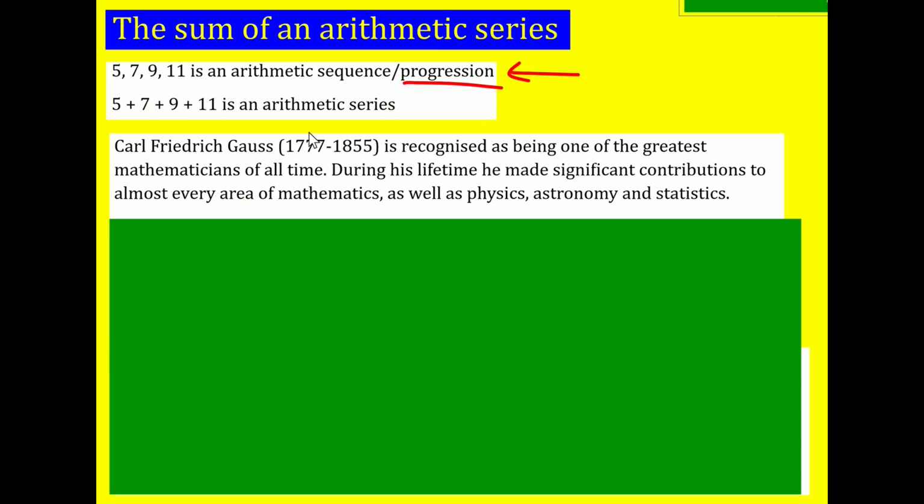Question is, how can we do so more quickly? What if I had a million terms? What if I just knew the starting term, which we've called A, and the common difference, which we've called D? Is there a way of doing it quickly? And the answer is yes.